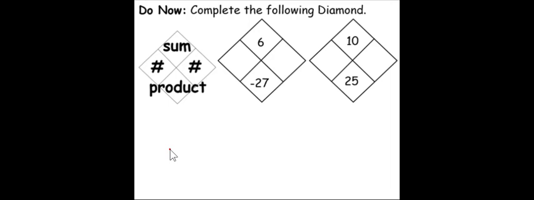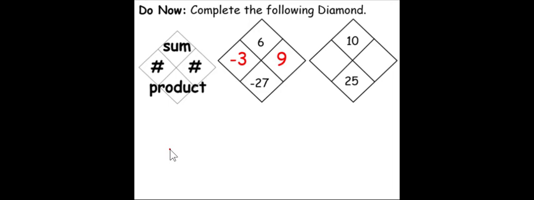Right. Let's begin the do now, hopefully you started the do now already. So let's think of two numbers whose product is negative 27, but at the same time, the sum of those same two numbers would add up to 6. Those two numbers are negative 3 and 9. Negative 3 times 9 is negative 27, and negative 3 plus 9 is 6.